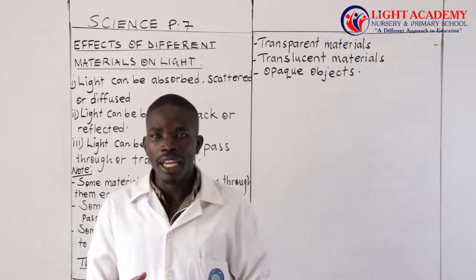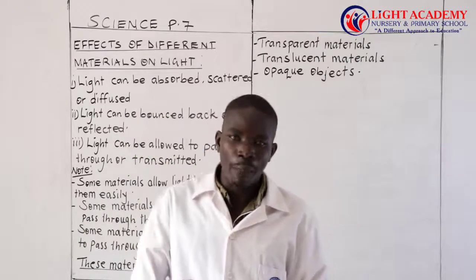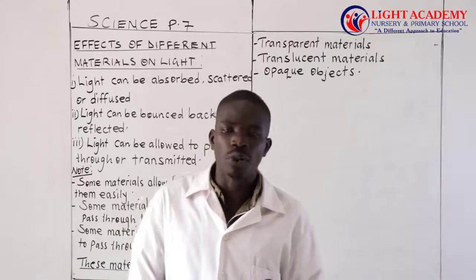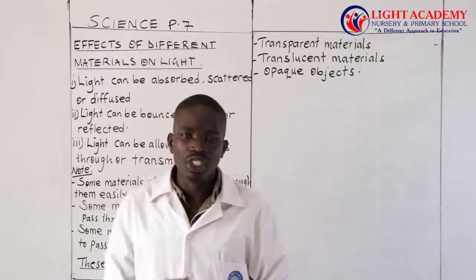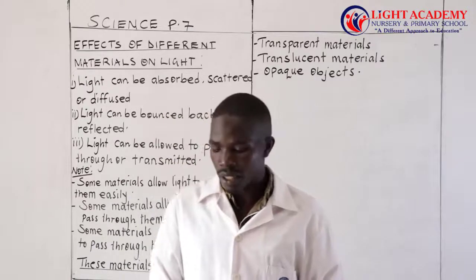Then we have oily paper. You get a paper and you put on it some bit of oil. So there is not much light which can pass through those things.